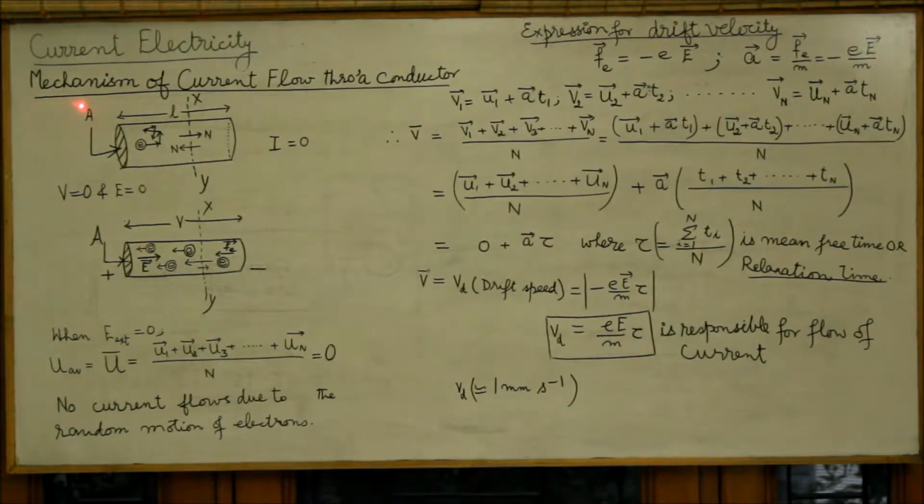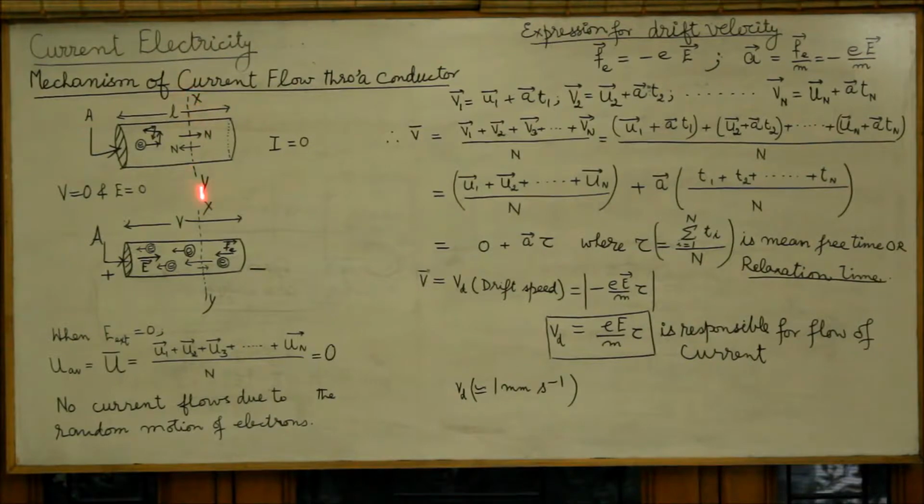In this part of the lesson, we will study how the current flows through a metallic conductor. That is, the mechanism of current flow through a conductor. We know the conductors have free electrons in them and they are in constant random motion in the absence of external electric field. Consider this conductor with area of cross section A and length L, to which no potential difference has been applied and hence there is no external field.